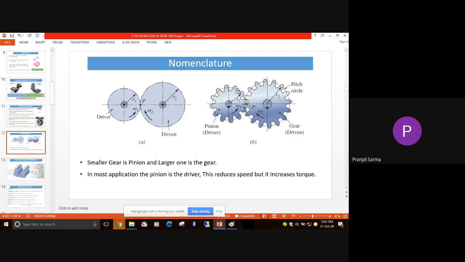Because of that, if we are talking of the pinion being the driver, then we already know from our previous knowledge that n2 by n1 equal to r1 by r2, that is, speed is inversely proportional to the size. So in that case, if the pinion is the driver, this will reduce the speed but it will increase the torque. That is how torque and speed are interrelated. So on the driven side, the driven wheel will rotate with a smaller speed if the pinion is the driver, but the torque available will be more.